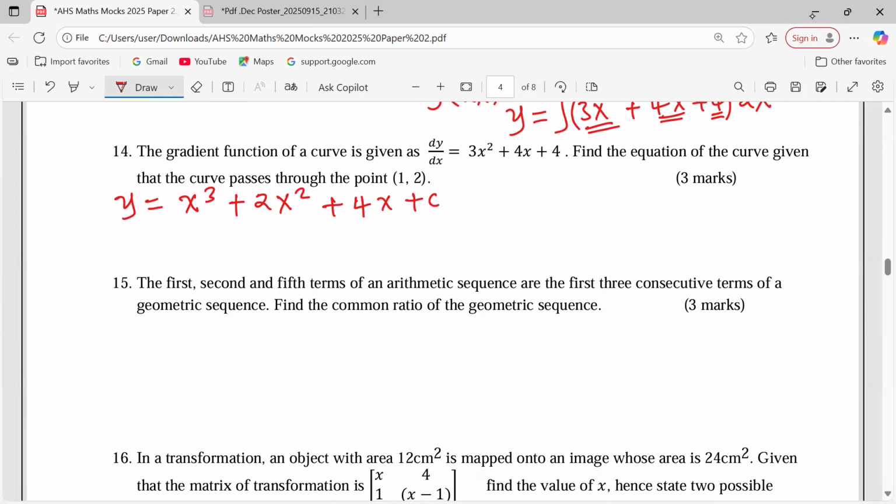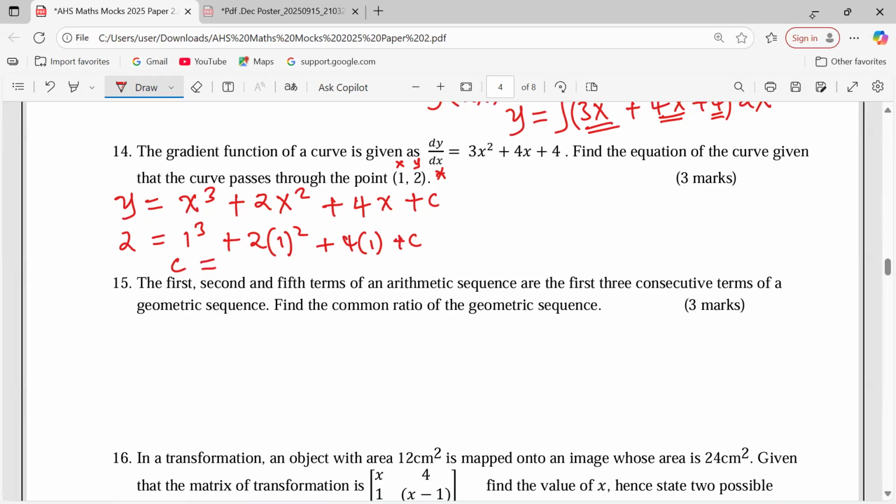But what can we do to solve for the specific curve equation? This is done by using the point we are already given, where the curve passes. So when the value of x is 1, the value of y is 2. So we substitute and say 2 equals 1 power 3 plus 2 into 1 squared plus 4 multiplied by 1 plus c. So how do you get the value of c?